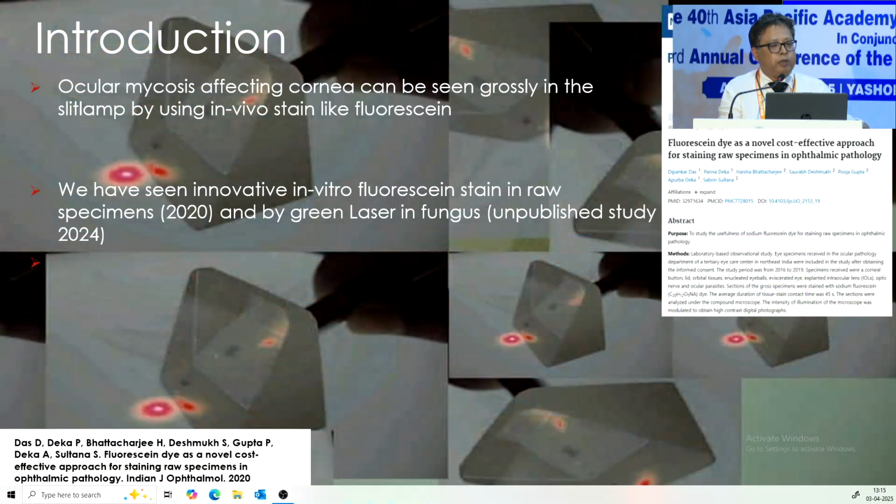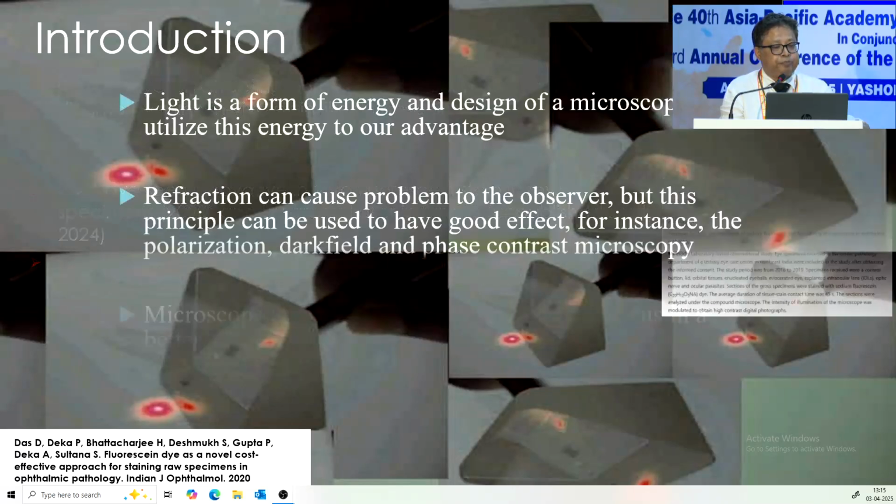Ocular mycosis affecting the cornea can be seen grossly at the slit lamp by using an in vivo stain such as a fluorescein strip or sometimes fluorescein solution. We have seen an innovative in vitro fluorescent stain in raw specimen and published the data in 2020 at IJO, and we had studied a green laser in fungus. This is unpublished, and I presented it in Kolkata AIOS last year.